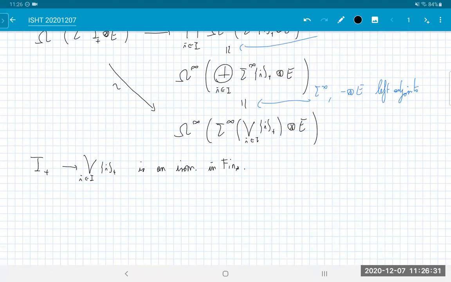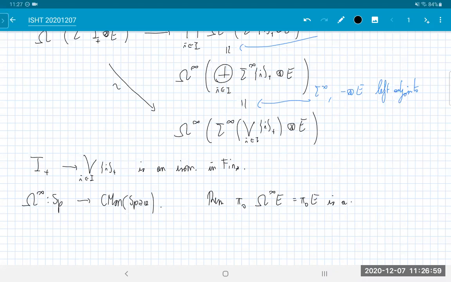Okay, I'm going to call this functor omega infinity from spectra to commutative monoids. If you want, what I've shown is that omega infinity of any spectrum has a canonical infinity space structure. And moreover, let me also remark: pi zero of omega infinity of E, and there is a subtle point that I'm going to address in a second, but this is just pi zero of E, which is a group. So this in fact lands in grouplike, and lands in infinity groups. And what is the subtle problem that someone should notice by now?